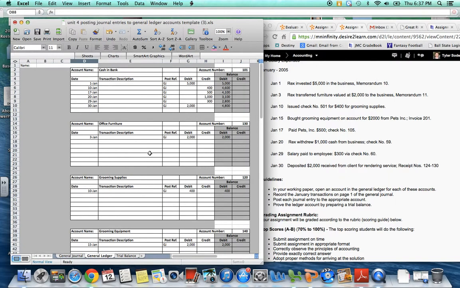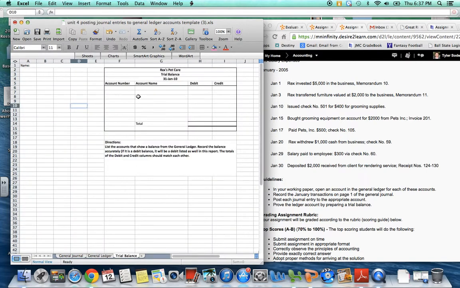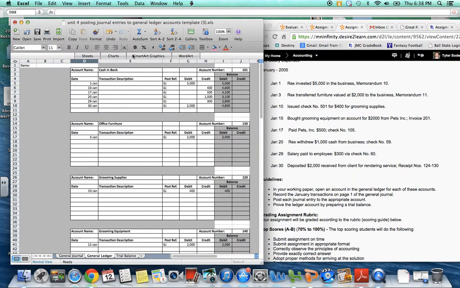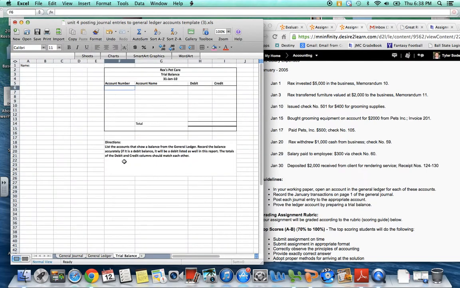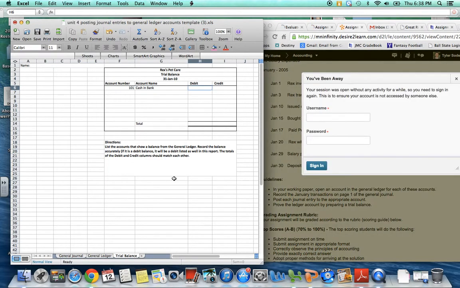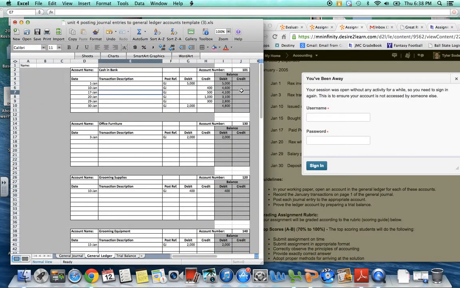So the last step that I need to do is to complete my trial balance. The point of the trial balance is just to prove that your debits and your credits equal. Real simple, all I need to do is list my account numbers and account names for any accounts that have a balance and then put down its debit or credit balance. So I'll just start at the top of my ledger. So I have Cash and Bank, account 101. And my balance at the end of the month was $4,800 on the debit side.